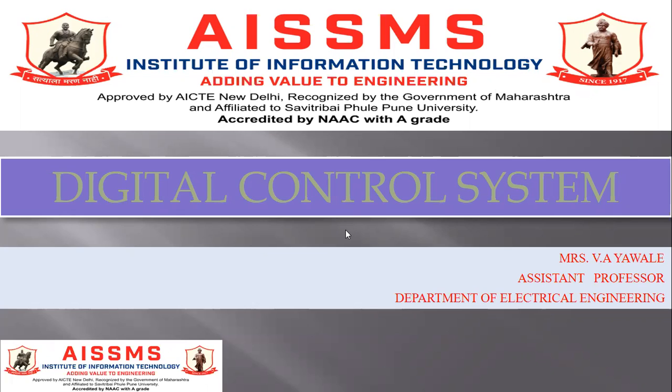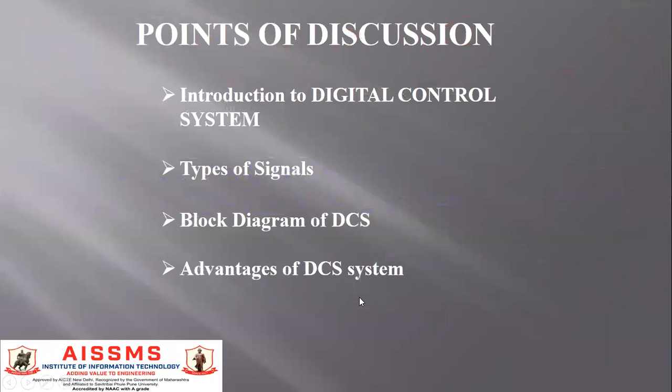Let's first see the points of discussion for today. We would be seeing a basic introduction to digital control system. Before understanding the digital control system, there are various types of signals that are to be understood. Then we'll see the block diagram of DCS and advantages of DCS.